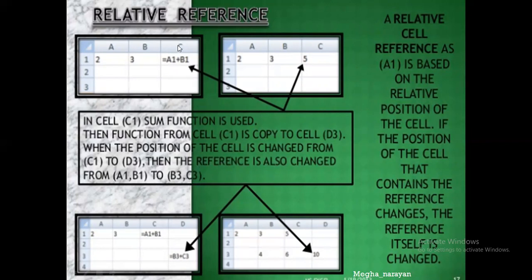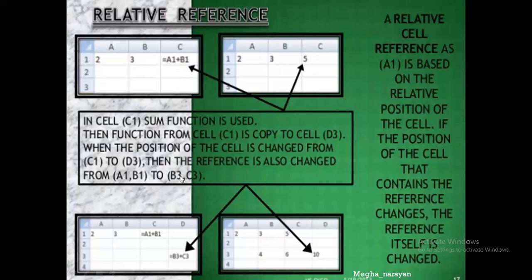In the same way here, C1 has the answer. But in this example, D3 got the answer. Where is the formula written? In D3. The position of the cell is changed. As the position is changed, referencing also changes. It is A1, B1 for C1, but it is B3, C3 for D3.